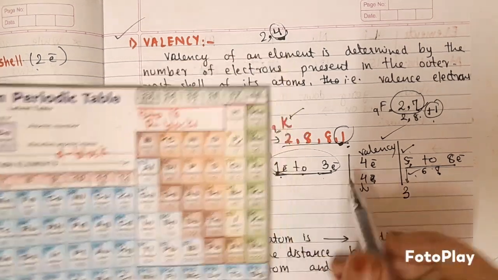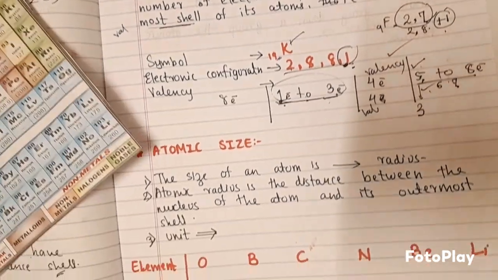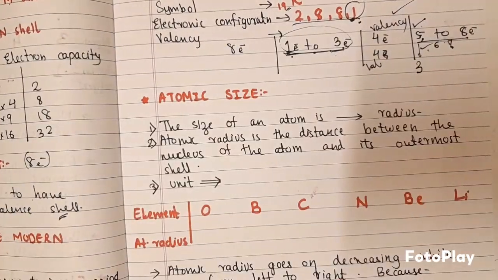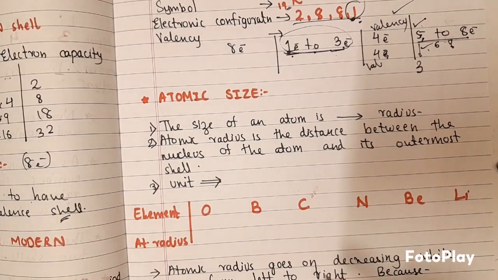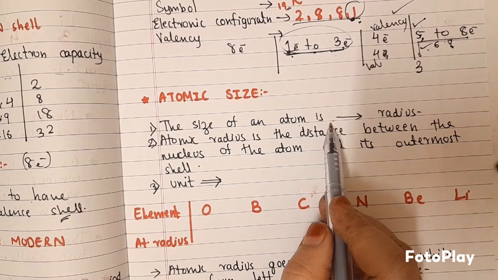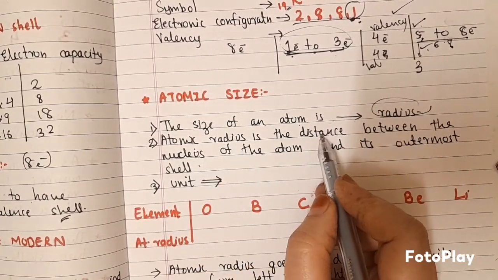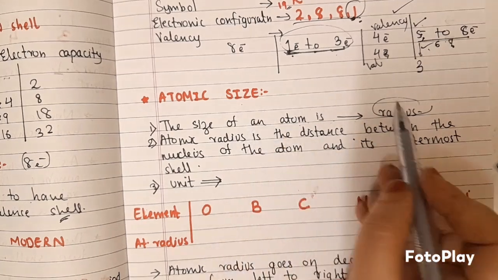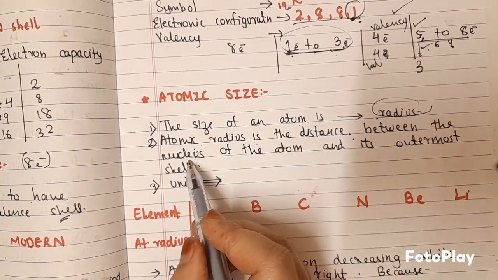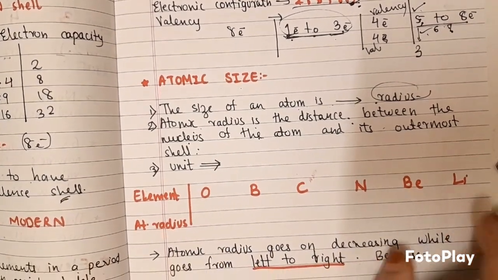Okay, so I hope you all have understood the concept of valency very well. Let's move on. The next topic is atomic size. So what is atomic size? The size of an atom is indicated by its radius. That means atomic size is the radius of an atom. Atomic radius is the distance between the nucleus of the atom and its outermost shell.